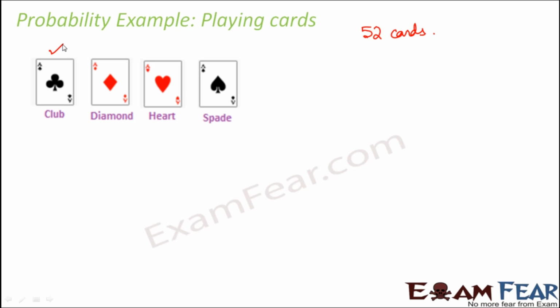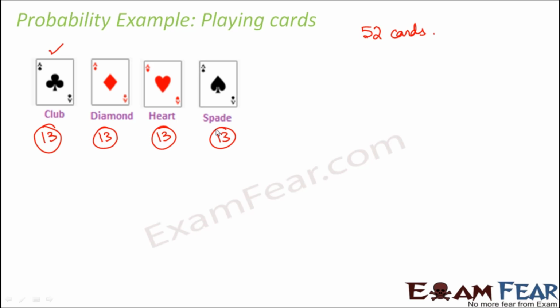So in club, you would have ace, 2, 3, 4, 5, 6, 7, 8, 9, 10, jack, king and queen. So all together you have these many things in each type of card. So basically in each type of card you have 13 cards. So you have 13 cards for diamond, you have 13 cards for heart, 13 for spade and 13 for club.